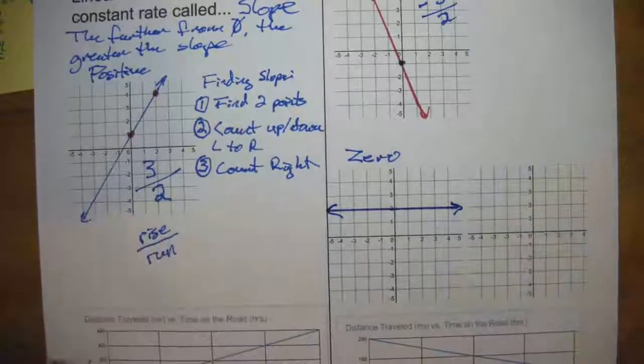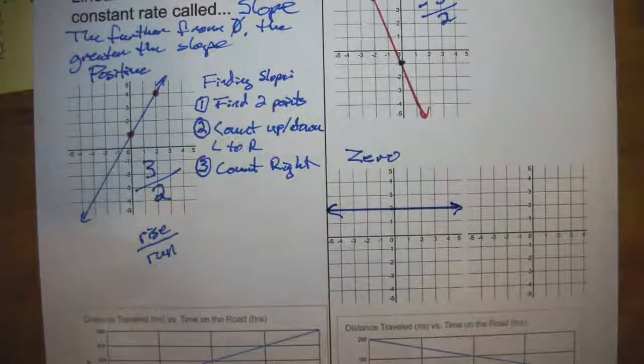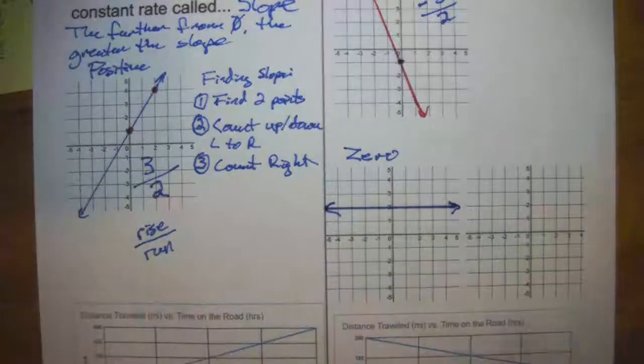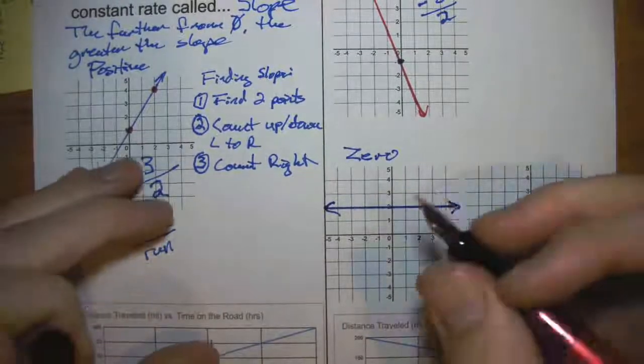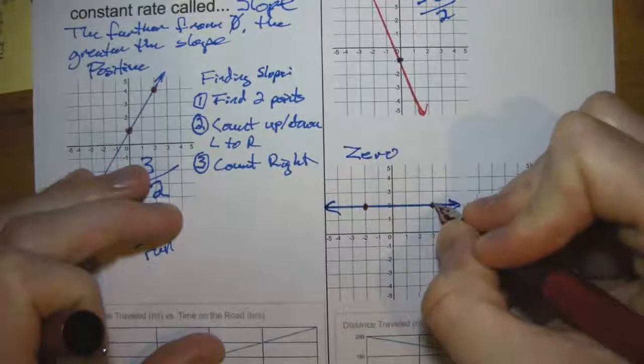Take a look. So there's our line. Let's pick 2 points, and we'll follow the same steps for finding slope. I'm going to pick any 2 points. So I'm going to grab this one, and I don't know, grab this one. Doesn't really matter. All right.